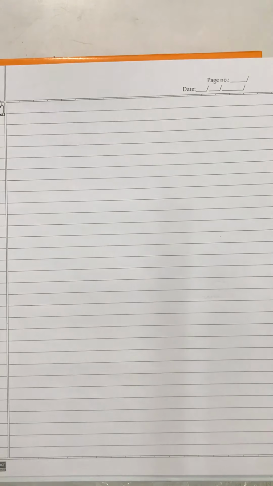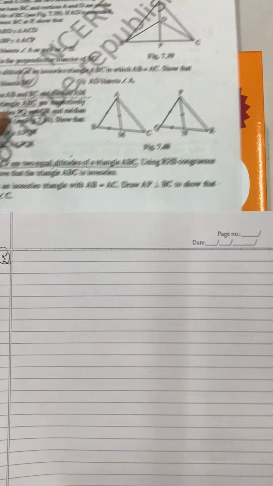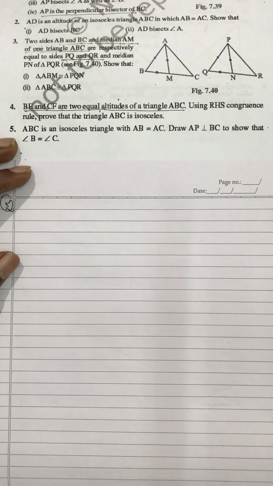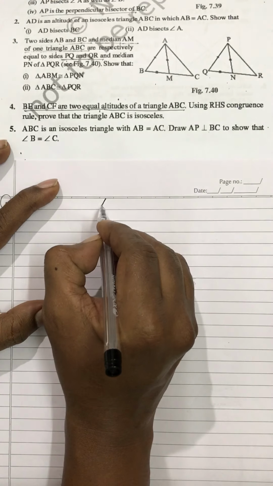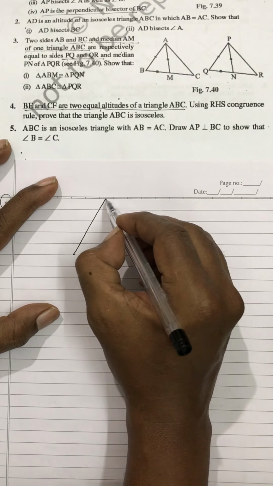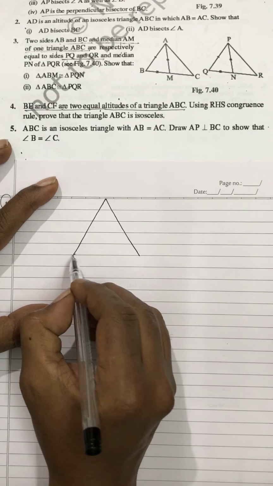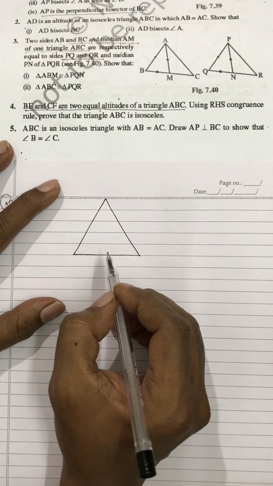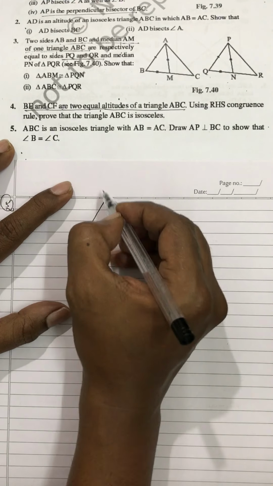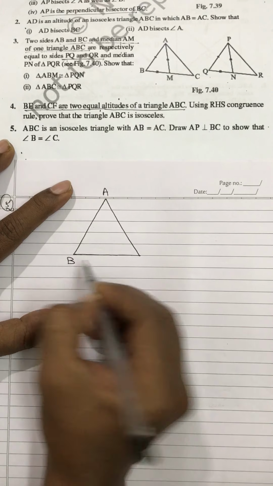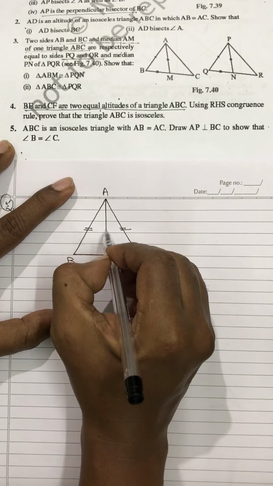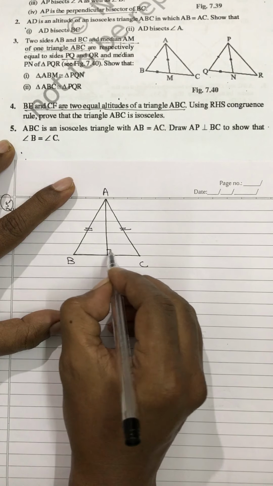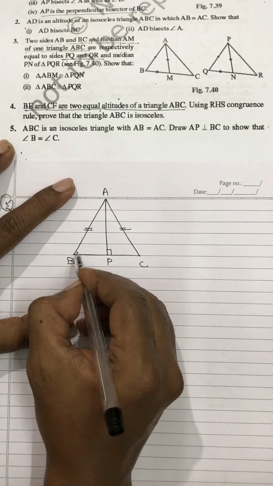Now we get to question number 5. In question number 5, which is the last question of this exercise, ABC is an isosceles triangle with AB equal to AC. This is actually the theorem of isosceles triangle, where we have to prove that in an isosceles triangle, angles opposite to congruent sides are congruent. This is A, B, C. They have given AB is equal to AC. Draw AP perpendicular to BC. Show that these angles are congruent.